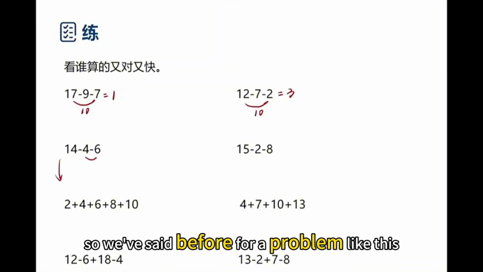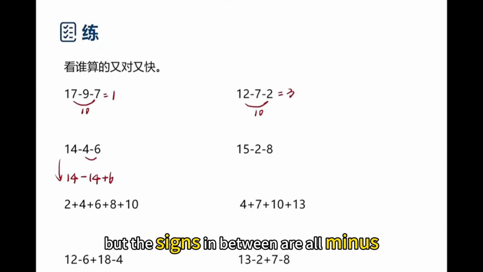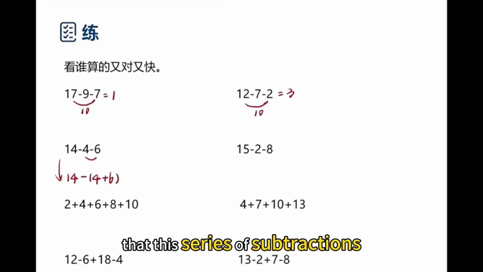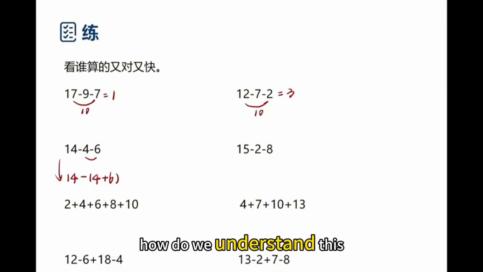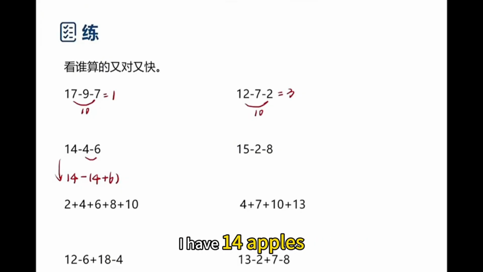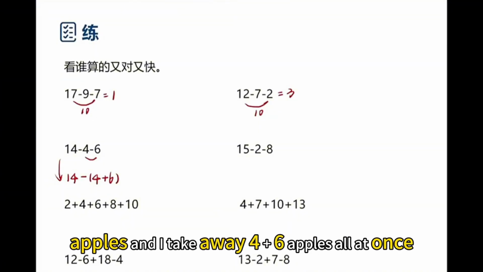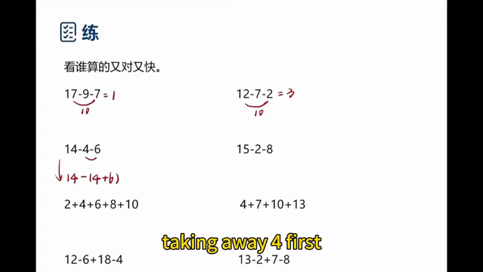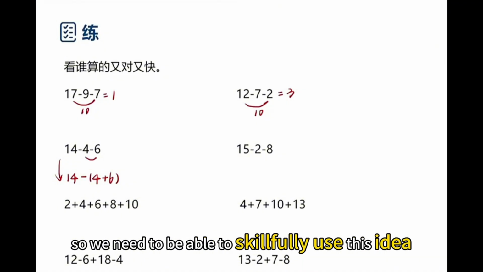So we've said before, for a problem like this, you see that 4 and 6 are friend numbers, but the signs in between are all minus. What do we do? We said at the time that this series of subtractions can be changed into the form of 14 minus the quantity 4 plus 6. How do we understand this? We explained it before using the definition of subtraction. I have 14 apples. I first take away 4, then I take away 6. This is the same as me having 14 apples, and I take away 4 plus 6 apples all at once. No problem, right? Taking away 4 first, then taking away 6, is the same thing as taking away 4 plus 6 all at once. So we need to be able to skillfully use this idea.